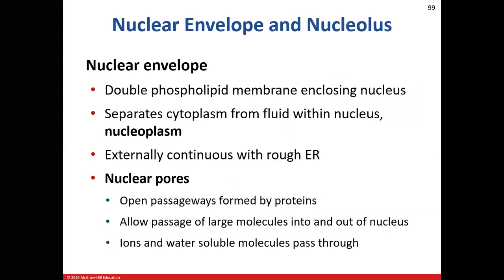So that leads us then into our nuclear envelope and the nucleolus. Our nuclear envelope is kind of a double phospholipid membrane that encloses the nucleus. It separates the cytoplasm from the fluid within the nucleus, which is called the nucleoplasm. And then externally, it's continuous with the rough ER.